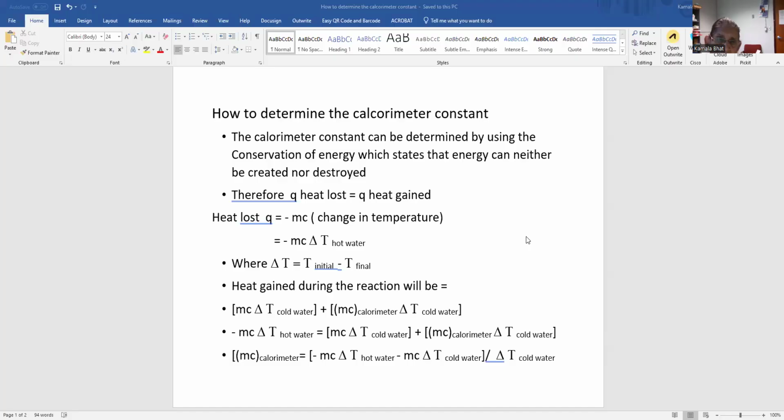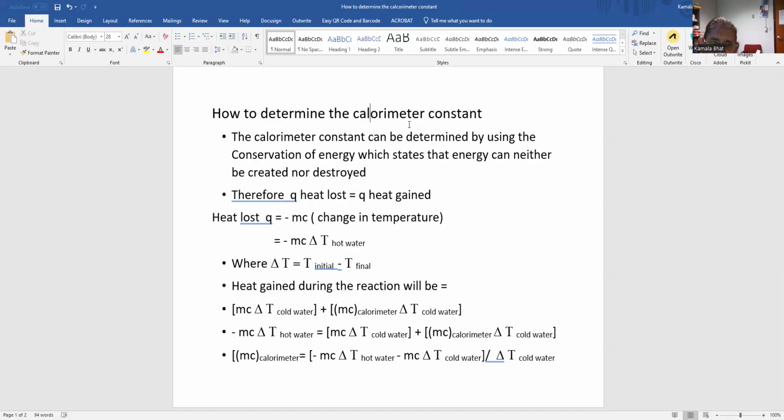So I'm going to share now my Word document here. How to determine the calorimeter constant. This section is really important because you need to know how to do it. The calorimeter constant can be determined by using the law of conservation of energy, which states that energy can neither be created nor destroyed. Therefore, the heat lost by a system must be equal to the heat gained by the system.